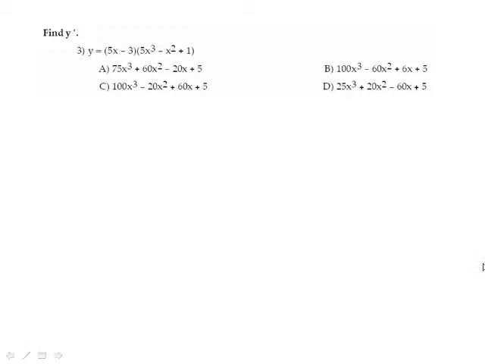Third problem is to find the first derivative, and it looks like the easiest thing to do is to use the product rule. Notice you could multiply everything out, which would take a little bit of time. You're still going to have to multiply some things out, but let's use the product rule.